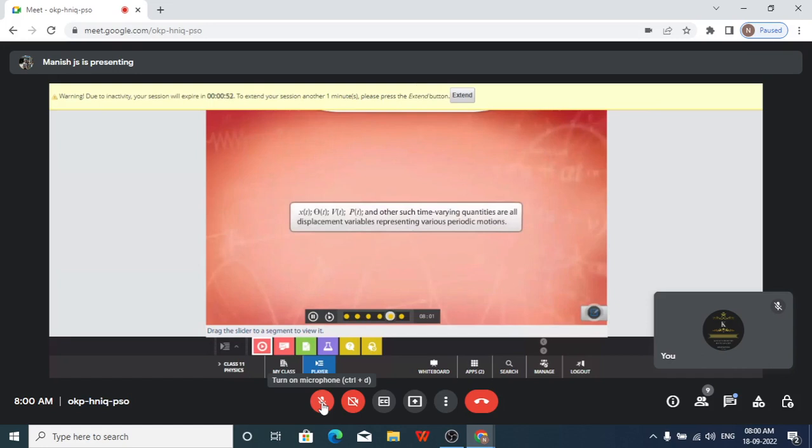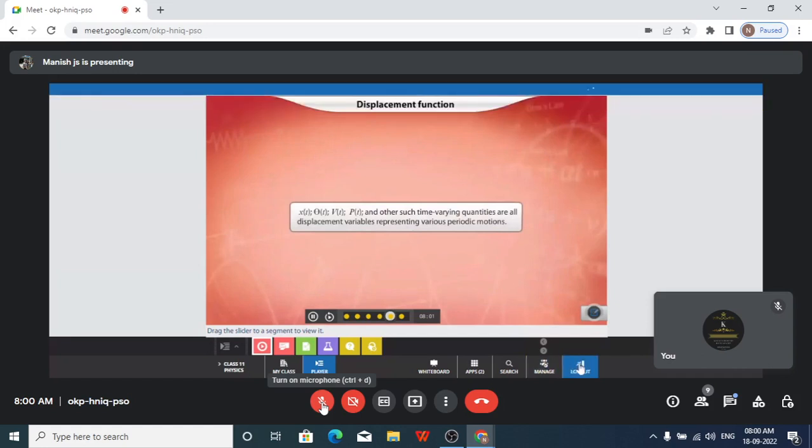The displacement variable thus represents the characteristic time-varying periodic motion of a body. So this is all about the concept we saw. Now we learned that time-varying quantities can all be expressed as periodic functions, that is, using a displacement variable. With respect to time, the variable changes its position and comes back to its original position.